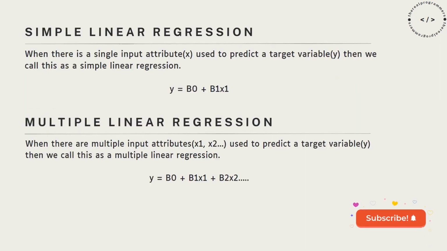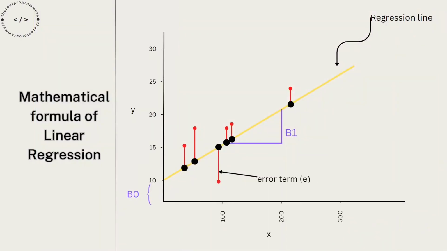Further, depending on the number of input features, linear regression can be categorized into simple linear regression when there is a single input attribute x, and multiple linear regression when there are multiple input attributes like x1, x2, x3, and so on. As you can see on the slide how the equation changes accordingly. Now I will explain the linear regression equation in more detail.